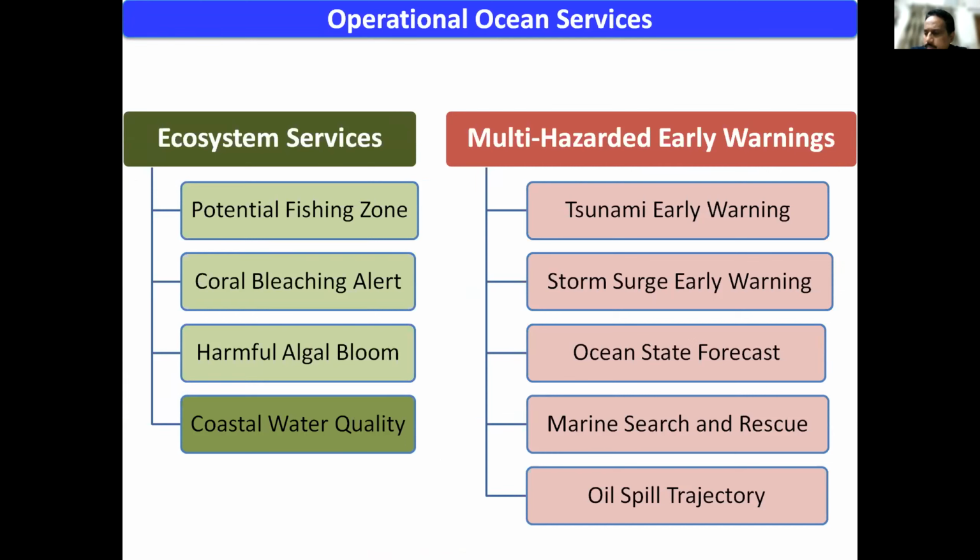The various services offered by INCOIS include ecosystem services, which include potential fishing zone advisory services, coral bleaching alerts, harmful algal bloom advisory services, and coastal water quality. We have been giving the three services I mentioned: PFZ, coral bleaching alert, and harmful algal bloom advisories, and we are getting into coastal water quality in the next few years. In addition to the ecosystem services, INCOIS has been providing multi-hazard early warning services: tsunami early warning, storm surge early warning, ocean state forecast, marine search and rescue, and oil spill trajectory advisories too.